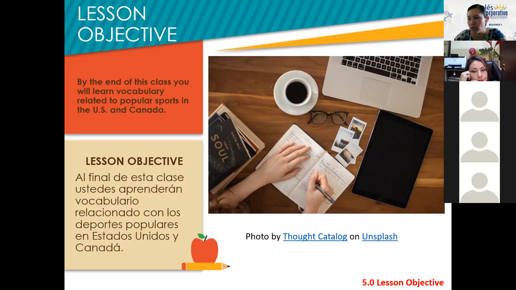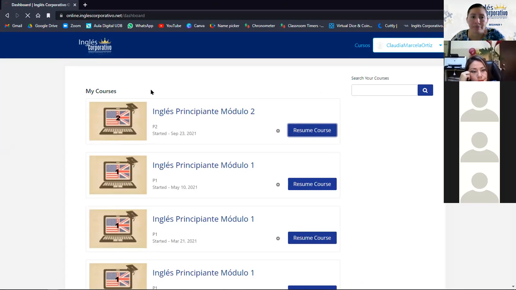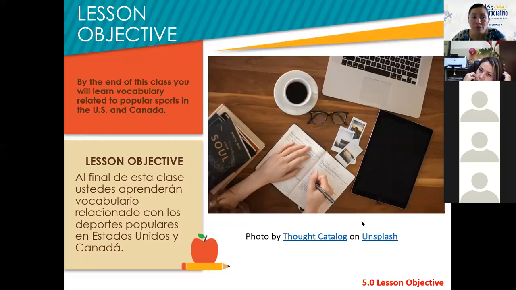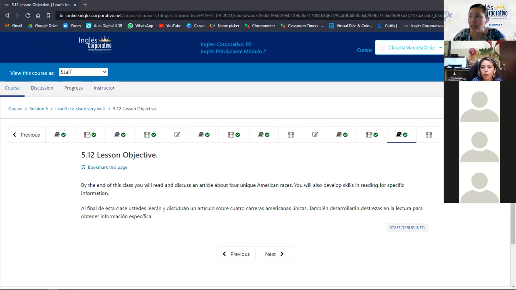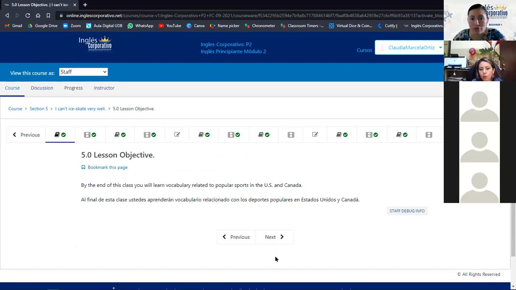Iniciando, por decirlo así, en la sección 5 les voy a mostrar acá cómo está distribuido dentro de la plataforma. The first objective is, right, by the end of this class, you will learn vocabulary related to popular sports in the U.S. and Canada, right? As you know, there are some sports that probably are not kind of popular in our country, but they are in the States and in Canada. Remember that in this case, it's a matter of culture, right? So this is the very first objective.